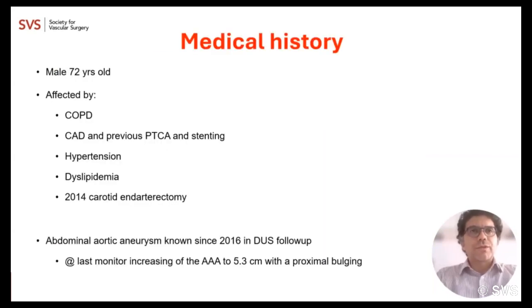Our patient today is a male, 72 years old, affected by COPD, CAD with previous PTCA stenting, hypertension, dyslipidemia, and carotid endarterectomy in 2014. He had the AAA known since 2016. At the last check, we evaluated an increase of the AAA to 5.3 centimeters with proximal bulging.